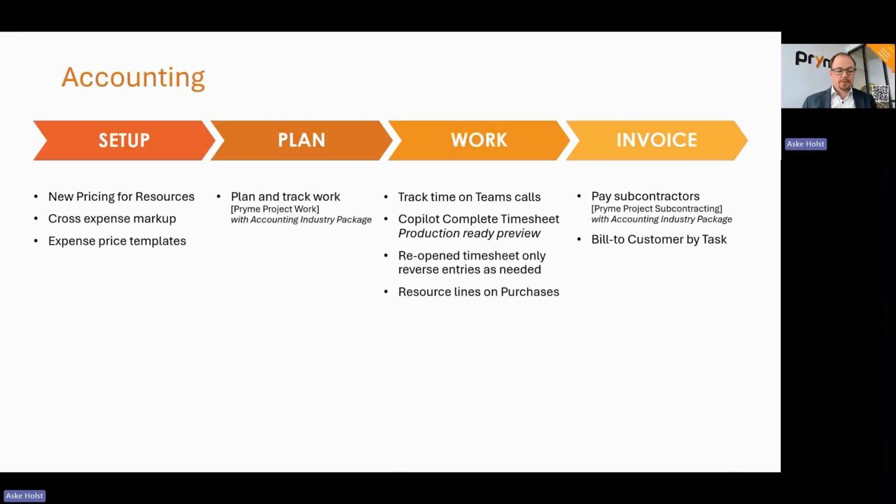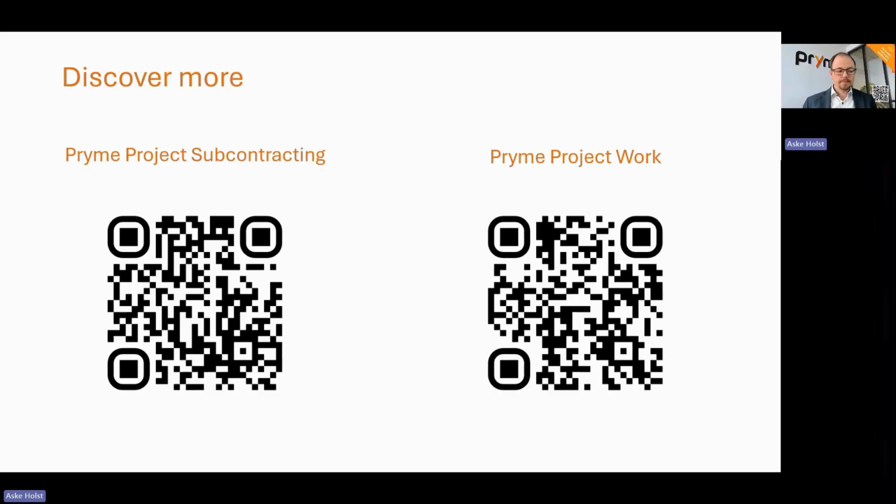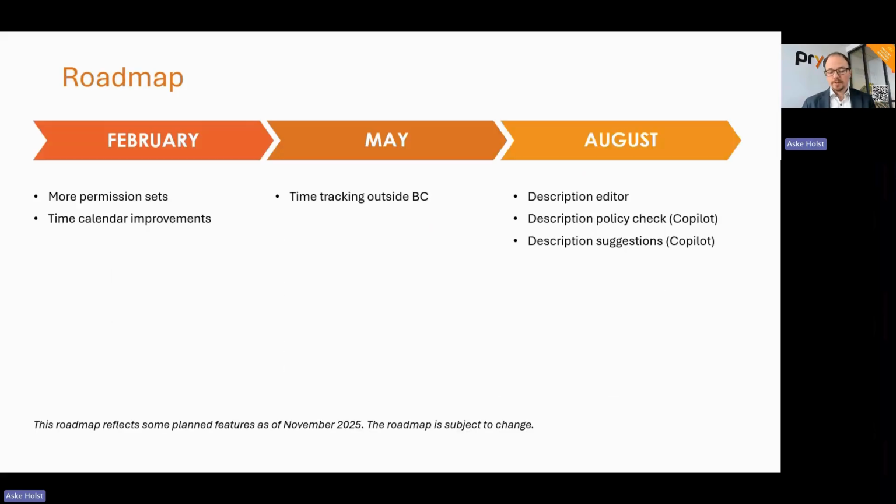That's all we had for today. I will end up with a slide showing a quick roadmap for the future. This is not a complete roadmap for everything we will be doing going forward, but it's some high-level changes that I think could be relevant to an accounting practice. For February, we are looking at some better permission sets in general. We are doing some time calendar improvements.